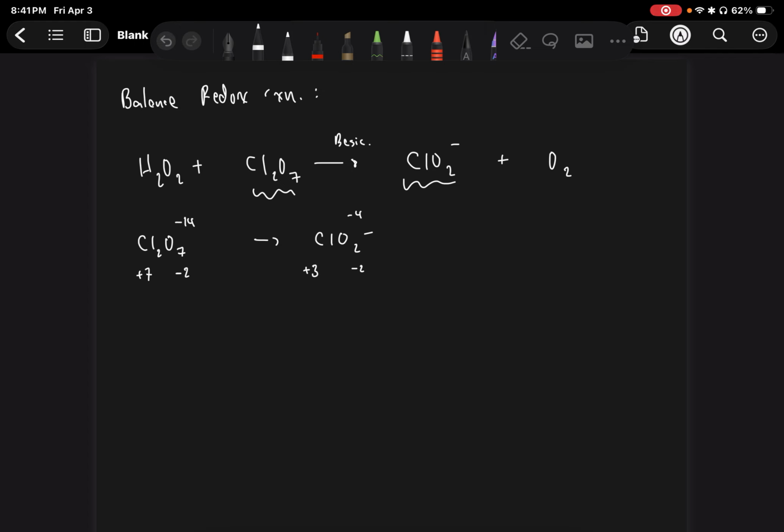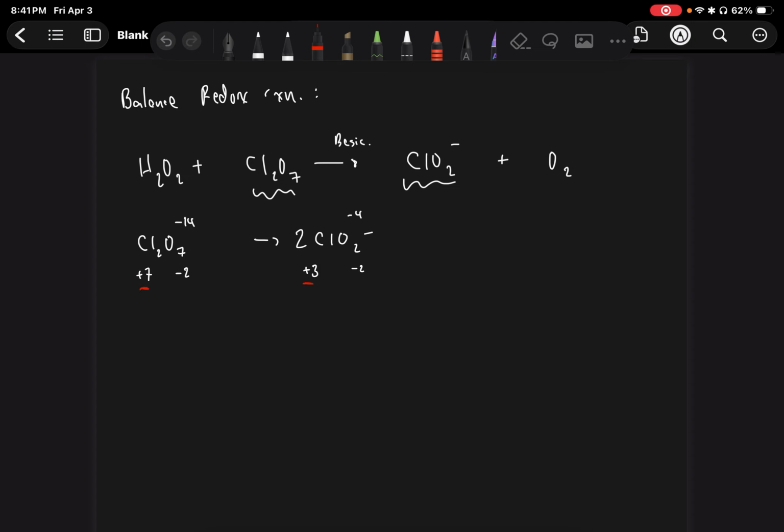Now we need to balance this half reaction. Well, first we have 2 Cl's on the left, and we only have 1 on the right, so we gotta multiply this by 2. That's the first step. We need to now add electrons to balance the charge in the oxidation state. So the main focus here is going from +7 to +3.